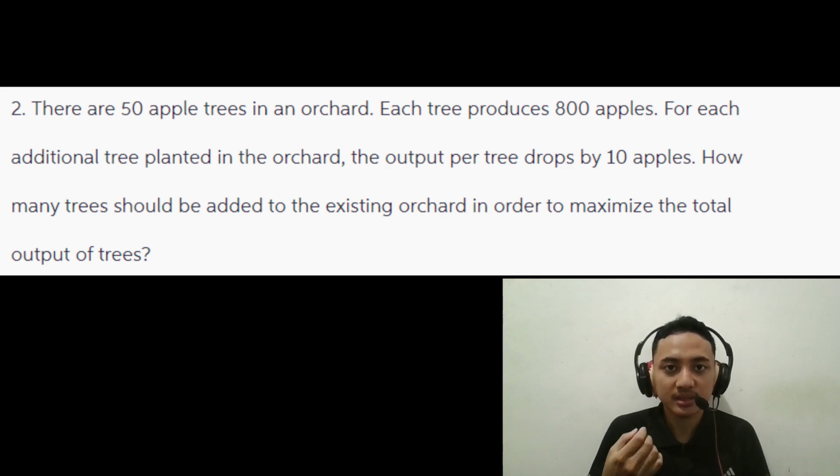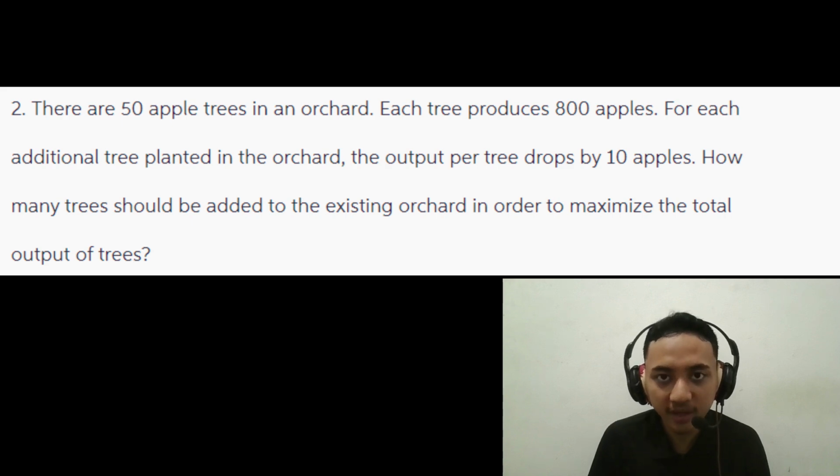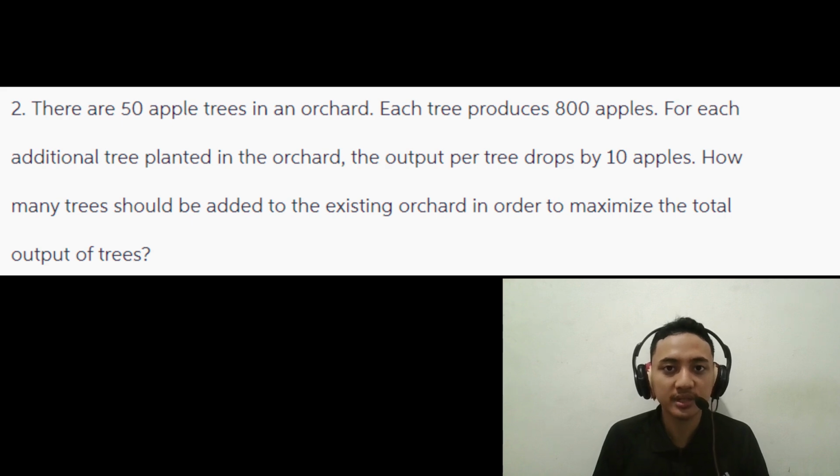We must see the data that we are given, which is the initial number of trees. There are 50, and the apples produced by every tree is 800, and the decrease in apples per additional tree is 10. And we must set up an equation to represent total apple production.